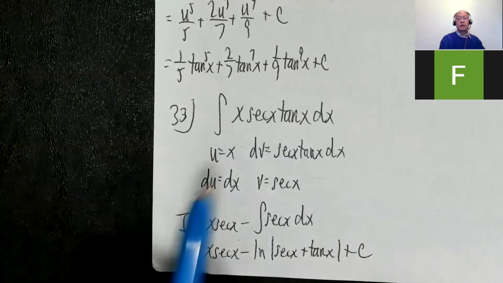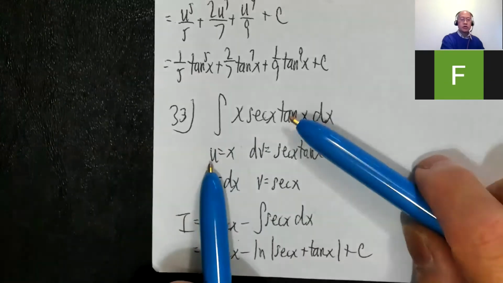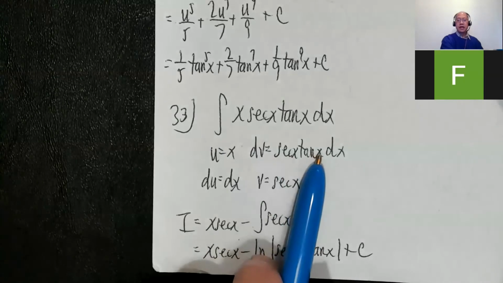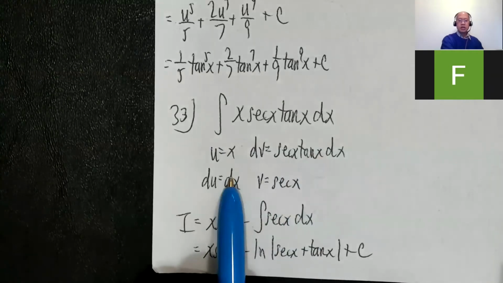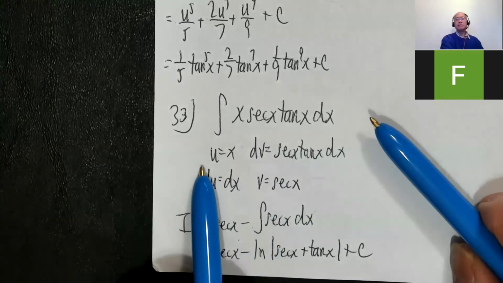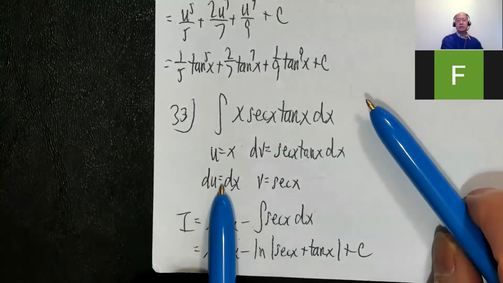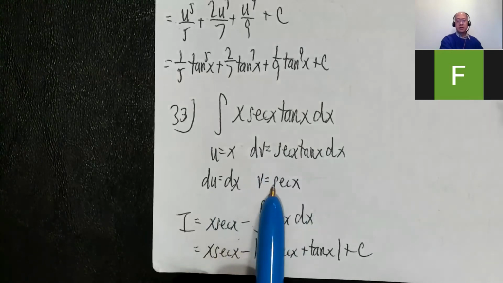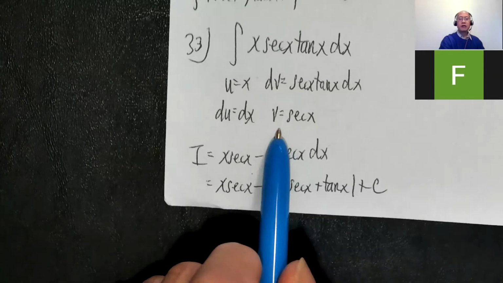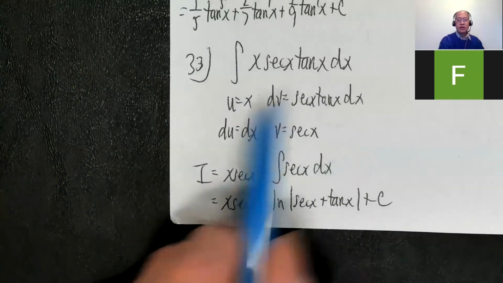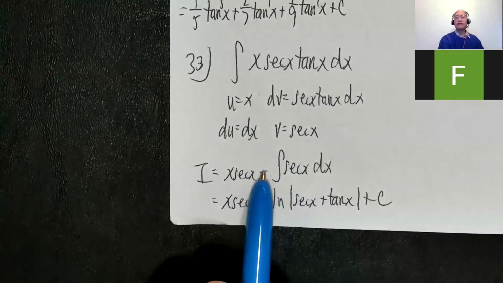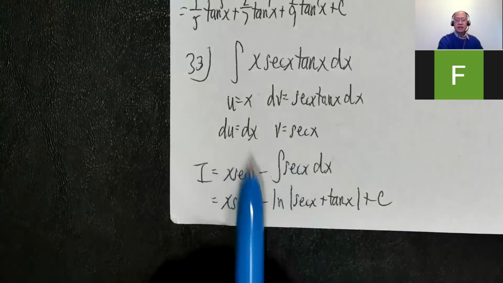Polynomial, easy polynomial. Trig. So we said let u be the polynomial. dv is the rest, secant x, tangent x dx. You differentiate, integrate. Or d both sides, du equals dx. Integrate: integral of secant x, tangent x is secant x. So by the formula for integration by parts, I had u dv, so u times v, that times that, x secant x, minus the integral of v du, secant x dx.